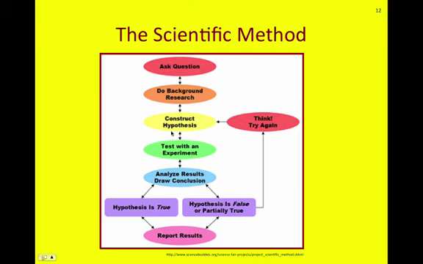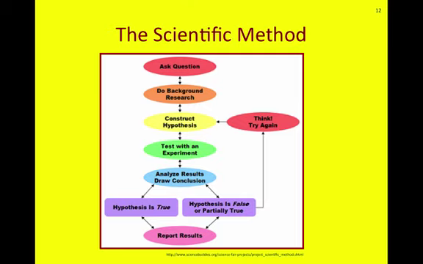Next, you're going to test with an experiment, then analyze the results of that experiment and draw conclusions from those results. Those conclusions and results will either support your hypothesis or negate your hypothesis. In both occurrences, you should report those results formally and informally. Now, if your hypothesis is proven to be false or only partially true, then you should think.